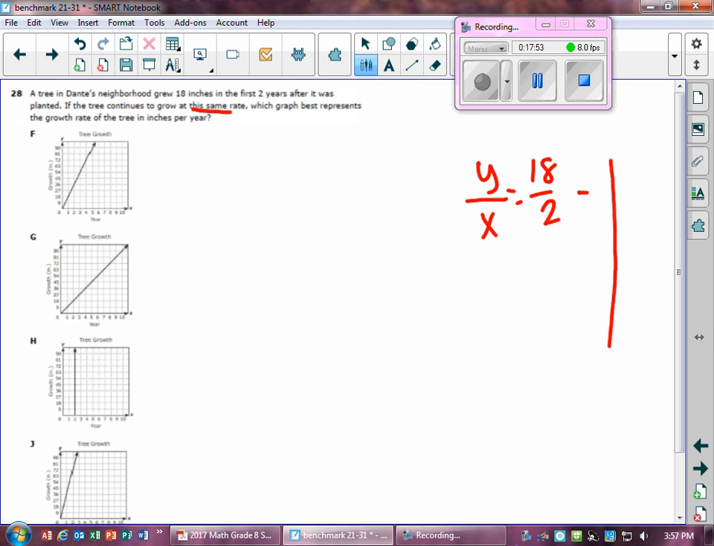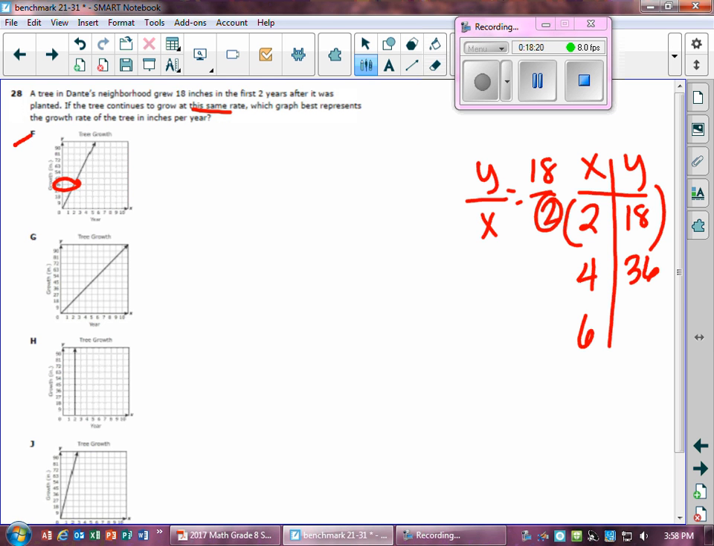So if I created a table, x and y, my x is 2. So in 2 years, and the next 2 years is 4. The next 2 years is 6. If we start at 18, and then 18 more gives me 36, and so on. Okay? So first let's look at the graph where it gives you the points 2 and 18. So the first 2 years, it's saying, well, look, it's above 18, so it can't be that one. The first 2 years at 18 could be this one.